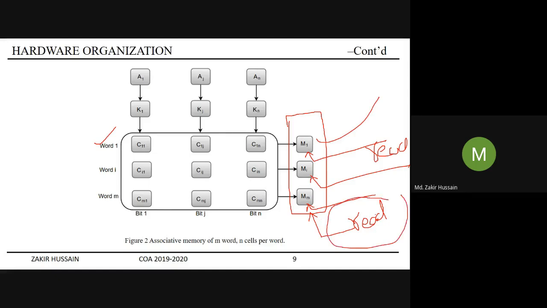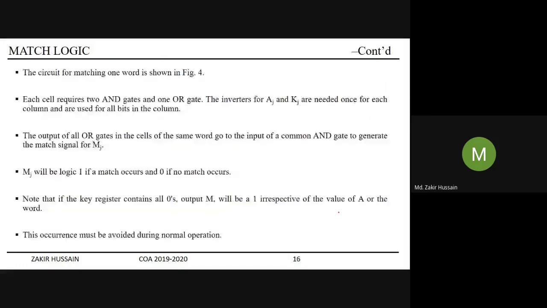We don't need to give a read signal to every bit or a complete register, something we don't need to do. For every individual word, the moment this happens, this is read out. The moment this happens, this is read out. So that is what this point is about.